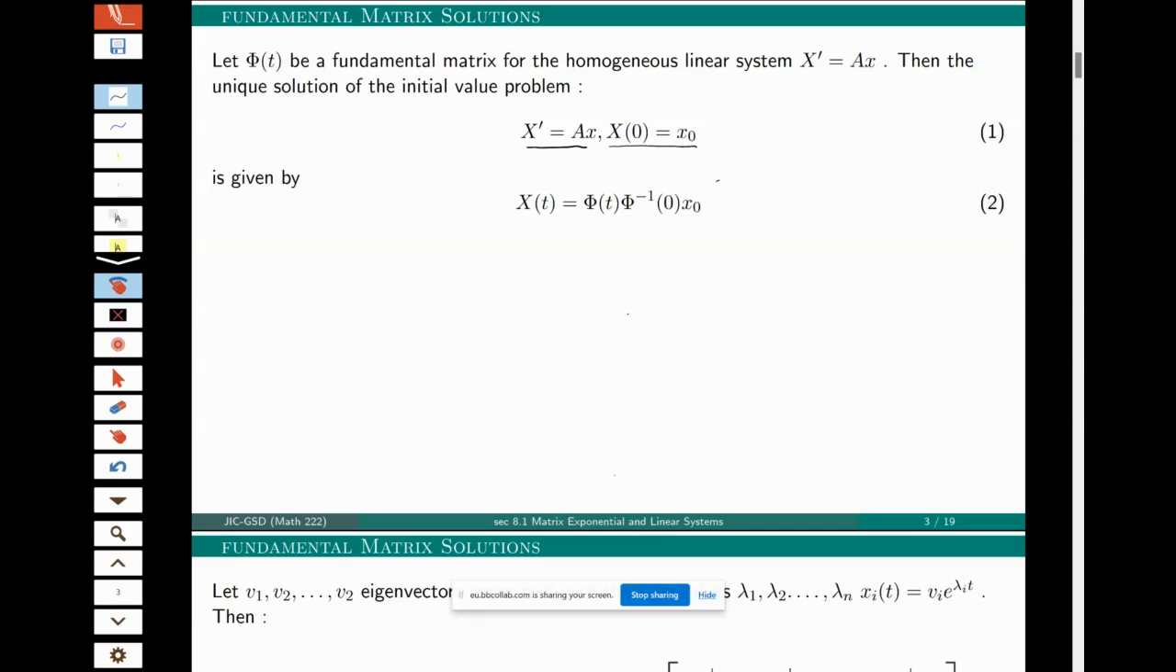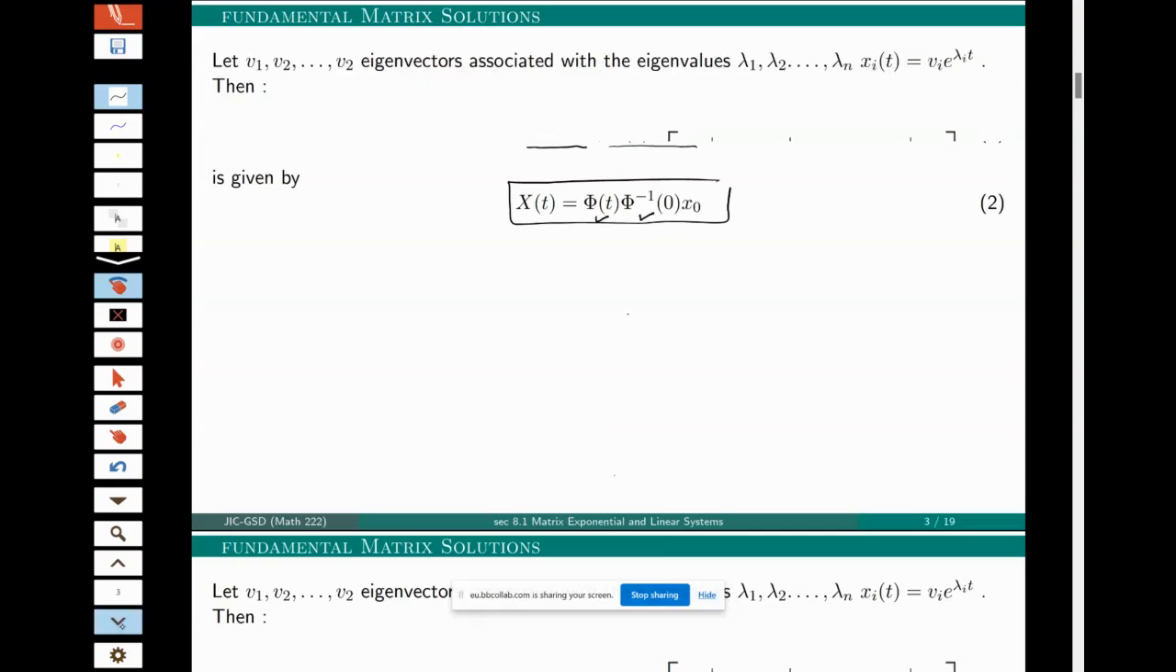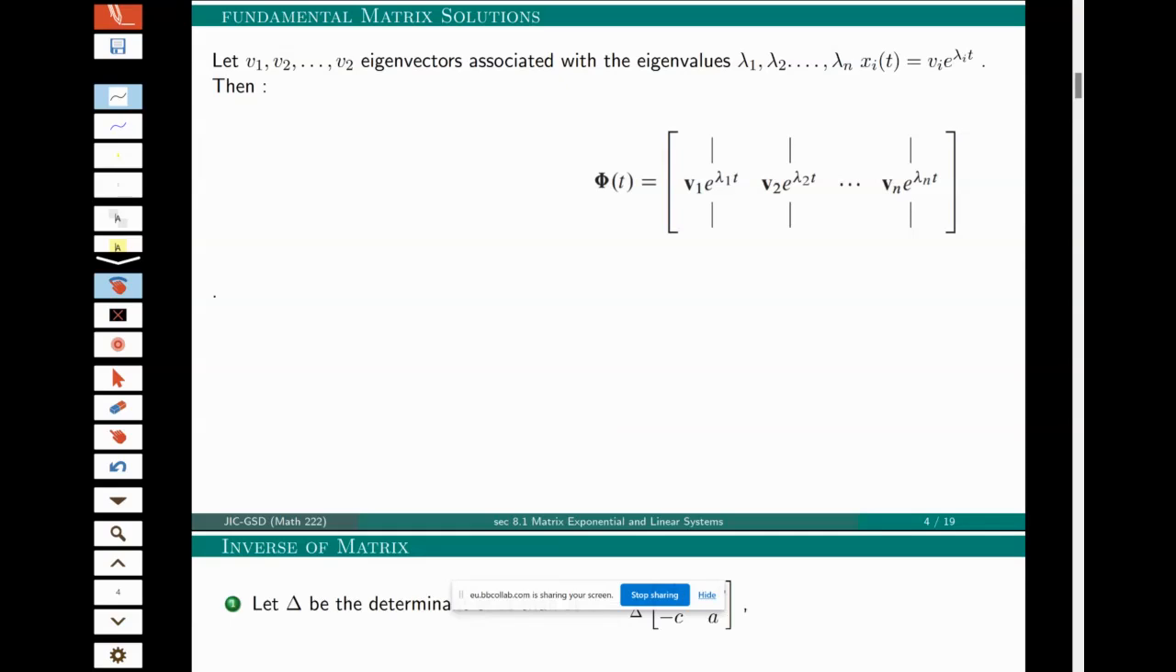Then the solution of the initial value system will be phi of t, which we will call the fundamental function, times the inverse of the fundamental function at 0, times x naught. What is the definition of the fundamental matrix? If I have eigenvalues and corresponding eigenvectors, the fundamental matrix will be the eigenvector times e to the power lambda 1 t, the second eigenvector times e to the power lambda 2 t, and so on.